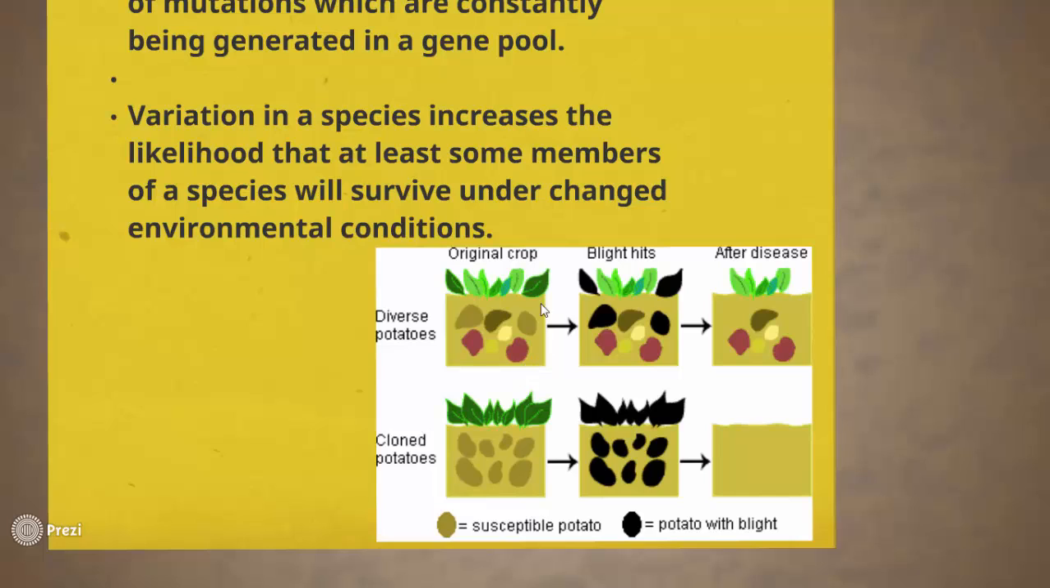If I have the original crop and I have a couple different potatoes here and a blight or some kind of disease hits my farm, some potato species will die off. But other species will continue to live because they are not affected by whatever virus or bacteria killed off the other potatoes. However, if I planted all the same species of potato and that same blight hits, all the potatoes die and I'm left with nothing.